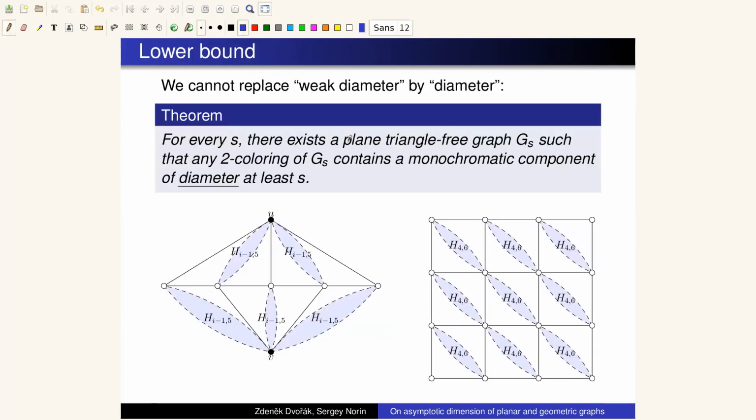And let me also mention that it's important that we work with the weak diameter. You could be tempted to try to make the proof work for the diameter of the components, where you measure the distance within the component, not inside the graph, but that doesn't work. There are actually counterexamples showing that you cannot do it. You cannot, let's say, two-color triangle-free graphs such that all the components have bounded diameter.